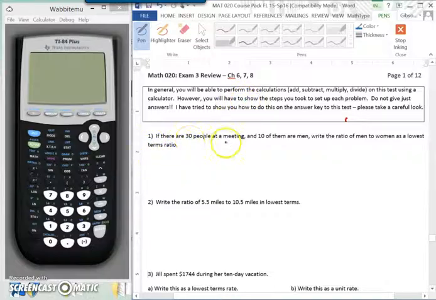Number 1, if there are 30 people at a meeting and 10 of them are men, write the ratio of men to women as a lowest terms ratio. So remember, it's a total of 30 people. 10 are men, so how many would be women? 20. So they want the ratio of men to women, so it would be 10 to 20. You can write it as a fraction. And then when we simplify this, this would be 1/2.